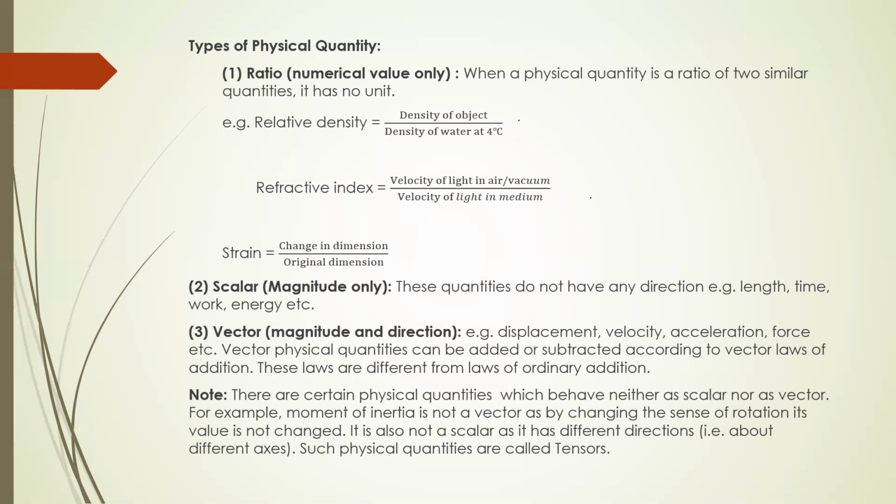Okay, then next, vector quantity. So what does vector quantity mean? The quantities which have both magnitude and direction are called vector quantities. Examples are displacement, velocity, acceleration, force, etc. Vector physical quantities can be added or subtracted according to vector laws of addition. These laws are different from the law of ordinary addition.